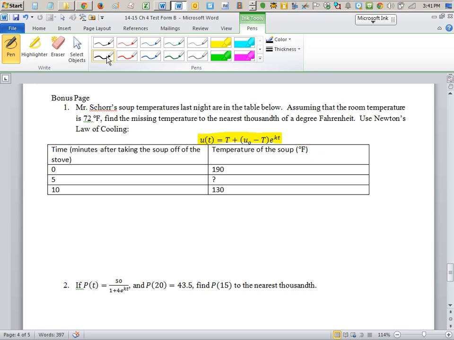U of t, I told you you have to know what that means. This is the current temperature. T is the surroundings temperature. And U naught is the starting temperature. Okay? It's that simple. Notice T shows up twice. All right, there's a reason for that I'll teach you next year. Okay, the other stuff is just stuff we'll have to work on. So let's go ahead and start.